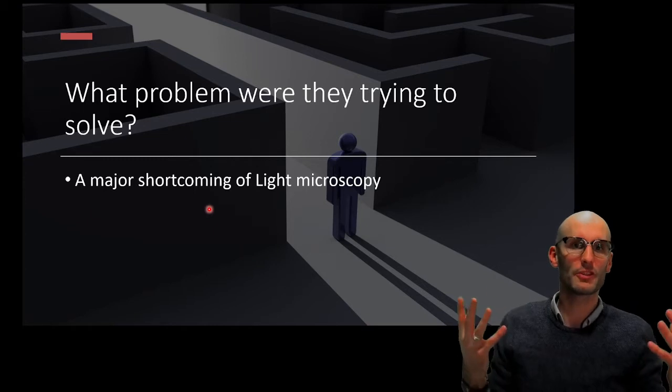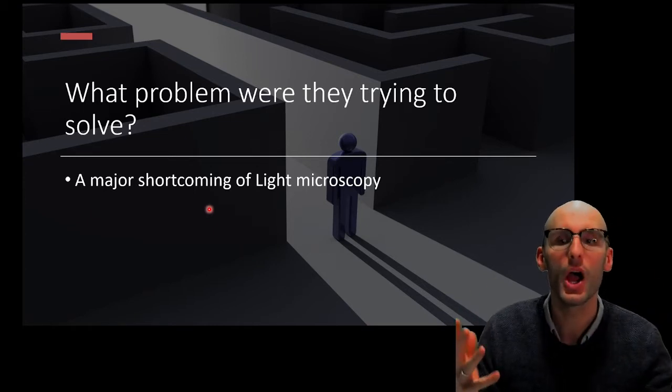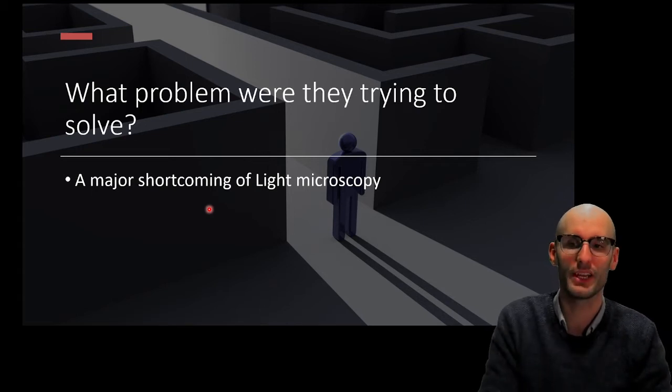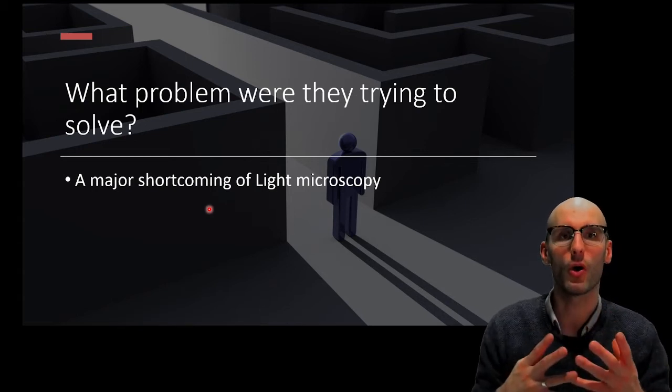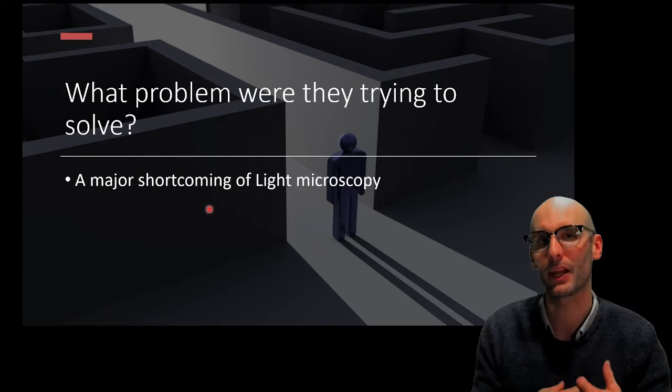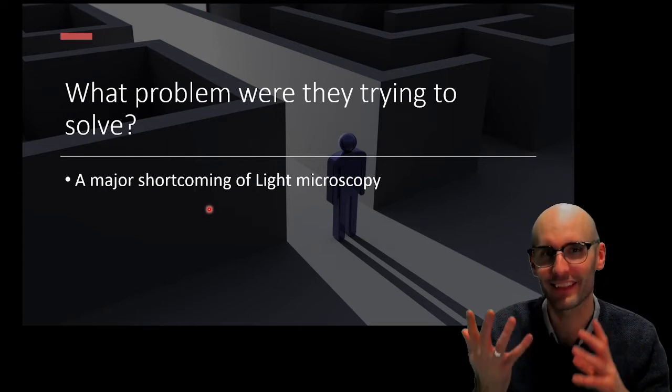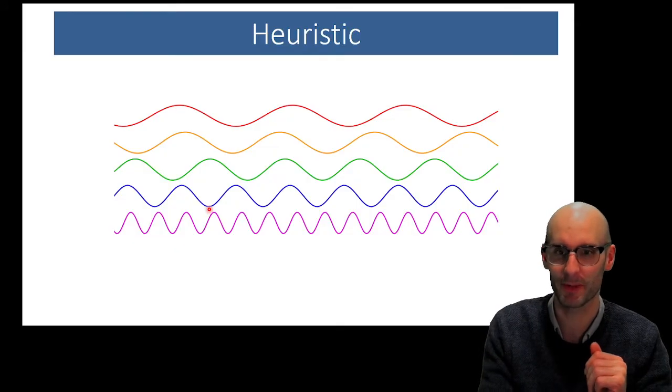First of all, the electron microscope. Why did we invent it, right? What problem were they trying to solve when they invented it in the 1930s? They were trying to solve a major shortcoming of light microscopy. So to understand electron microscopy, we have to understand this shortcoming in light microscopy.